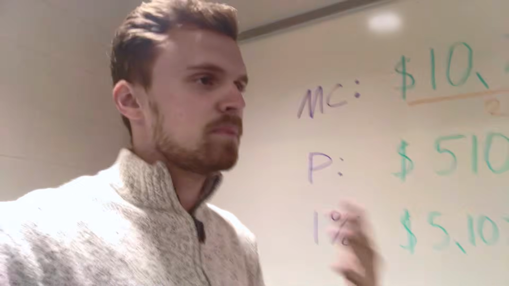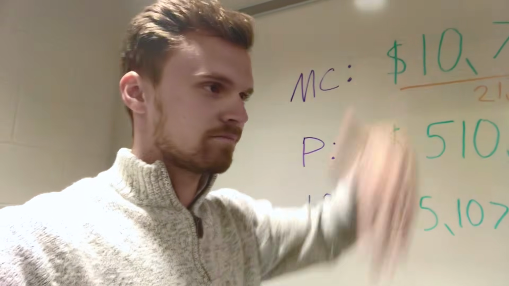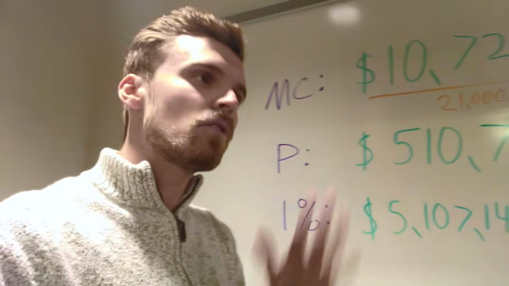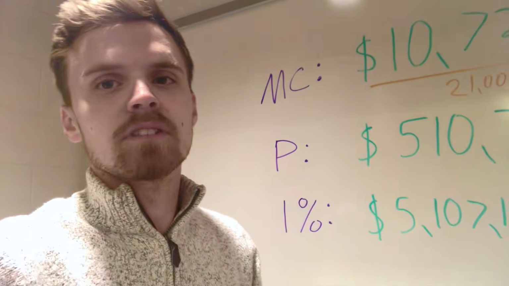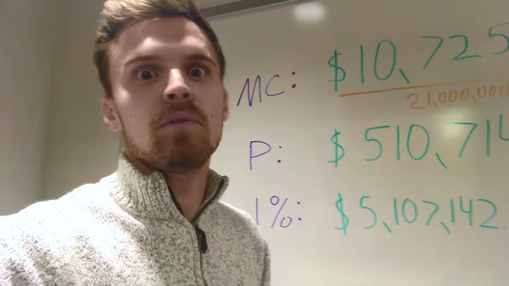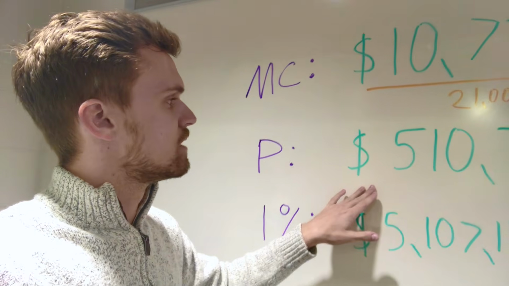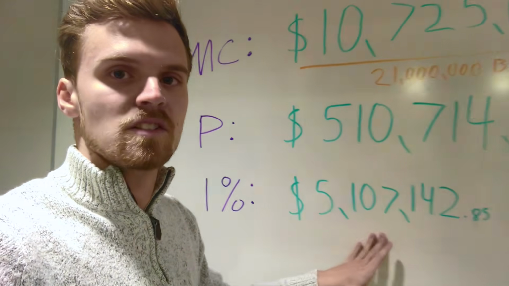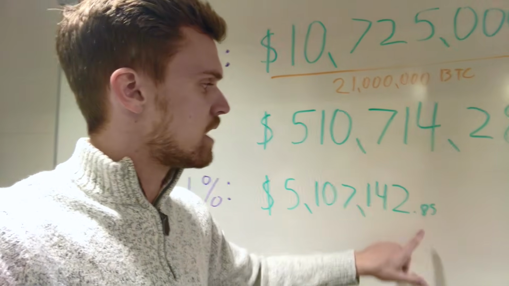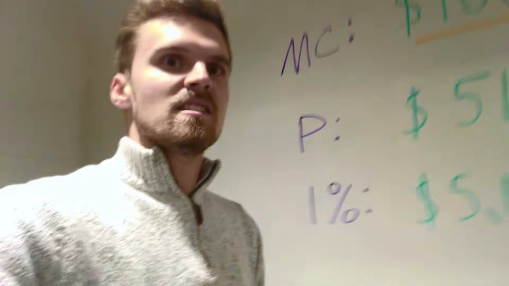And now you might be thinking, that's absurd, Luke. You're just trying to pull numbers out of a hat. You're just trying to make stuff up. It's like, okay, fair enough. Fair enough. What's the probability I'm correct? Maybe it's a 1% probability I'm correct. Okay, 1% probability that this is true is $5,107,142.85, if you want to be that specific. Okay, so let me say this again.